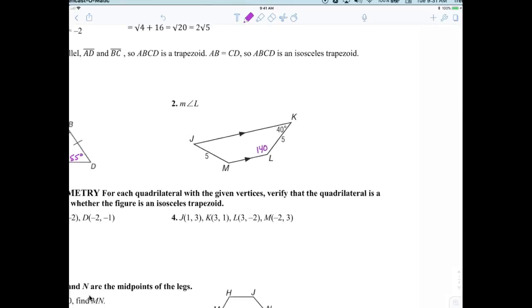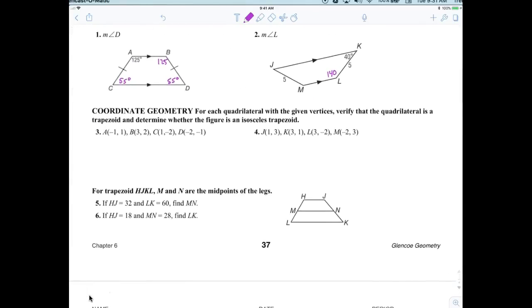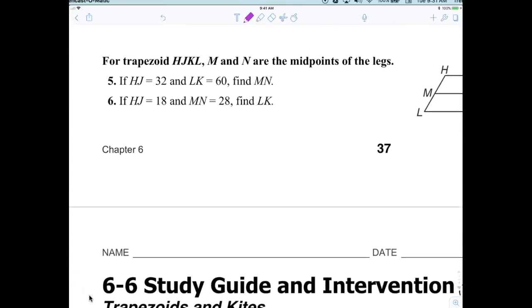All right? Now, for each quadrilateral, the given vertices verify that the quadrilateral is a trapezoid and determine whether the figure is isosceles. All right. So let's come back to that for a second because I'll draw that out in a minute. All right. And we'll do number 4 together. All right. But now let's look at number 5.